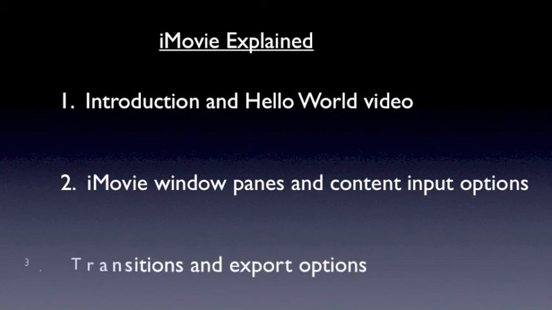And then in the third video, we'll go over the different transitions that iMovie has and how to use those effectively. And then the different options to export an iMovie into either YouTube, a DVD. There's lots of different ways to export a movie depending on what you want to do with that movie. So that's what we're going to do for the next three movies. So let's get started with the first one.